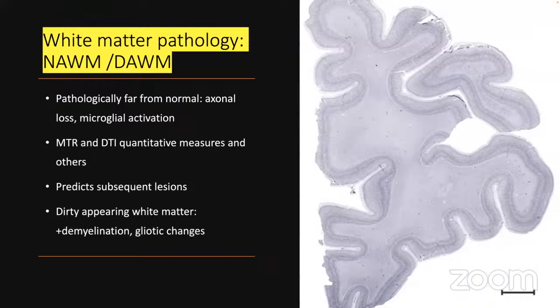Also worth mentioning that in our conventional scans, we sometimes see white matter with no focal lesion, but it looks dirty. It has a subtle, diffuse hyperintensity. This is different from normal appearing white matter, which is typically normal, at least on a conventional MRI scan. The dirty appearance is a reflection of gliosis and a significant loss of myelin, which sometimes happens in a non-focal manner, particularly in people with ongoing disease and progressive forms of the disease.